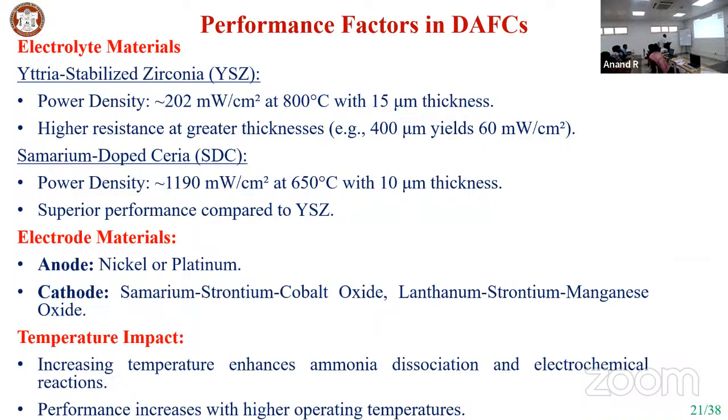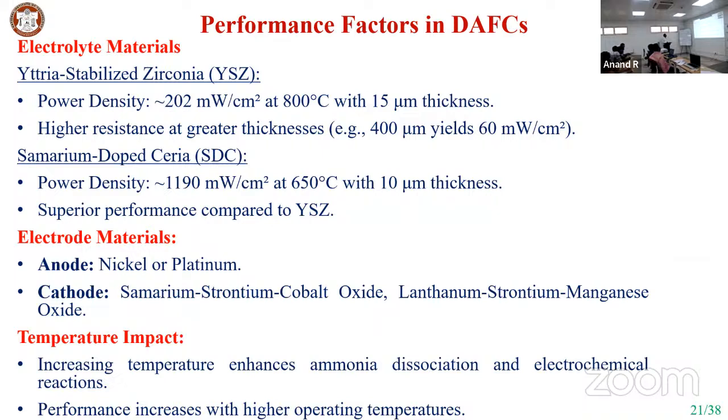Then the samarium doped ceria, the power density is about 1190 milliwatt per centimeter square. What the power density means is, if you go for this kind of catalyst up to a certain reforming zone temperature, you are able to produce power per unit square centimeter of fuel cell, 1190 milliwatt. Electrode material: nickel or platinum; cathode: samarium strontium cobalt oxide, lanthanum strontium magnesium oxide.